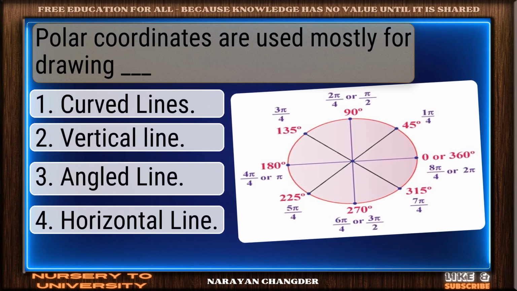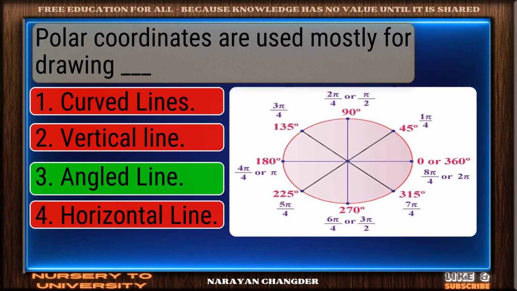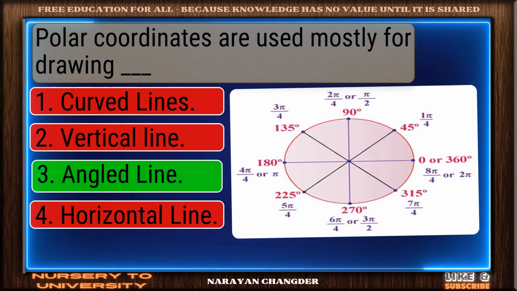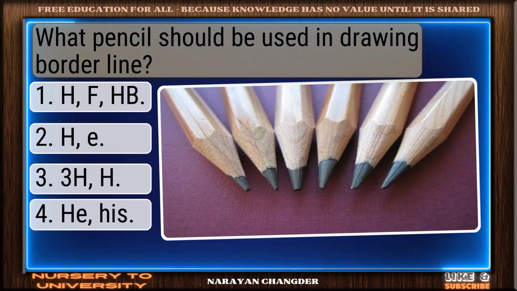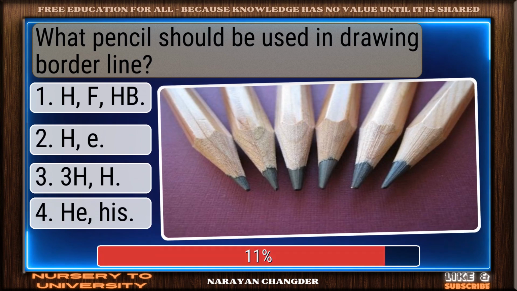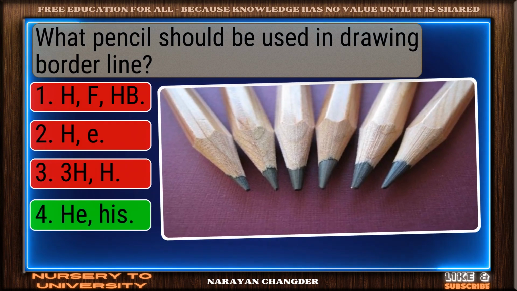Polar coordinates are used mostly for drawing dash. Nice selection. Angled line is the correct and valid answer. What pencil should be used in drawing border line? Correct. H is the right answer.